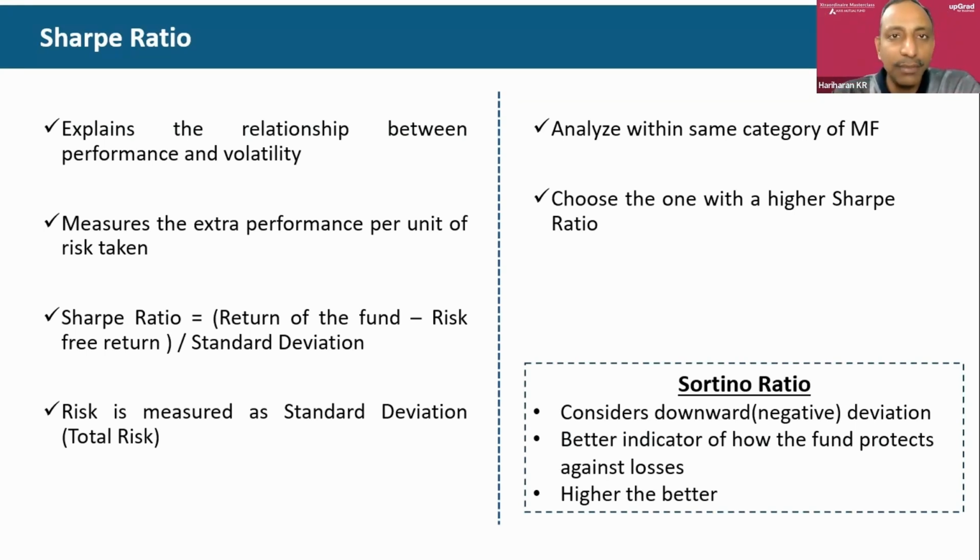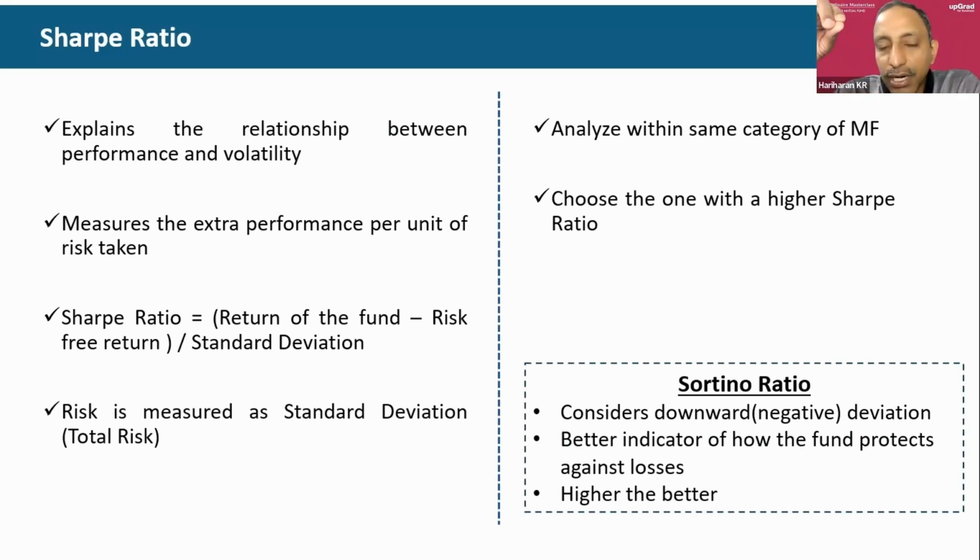Sortino is not readily available. Okay, Sharpe ratio is reasonably easily available. So generally people tend to go with Sharpe, but Sortino, according to me, is a slightly better indicator of the reward, especially in a downward cycle, downward market.